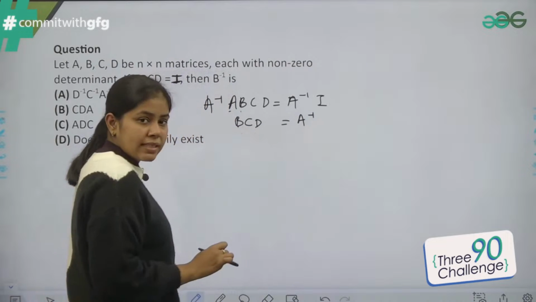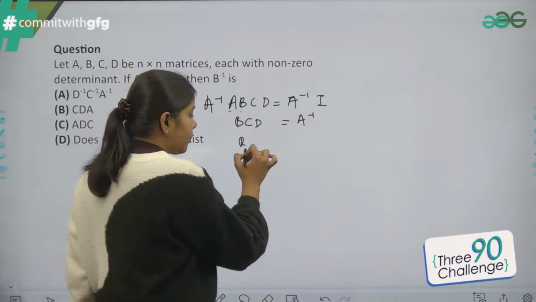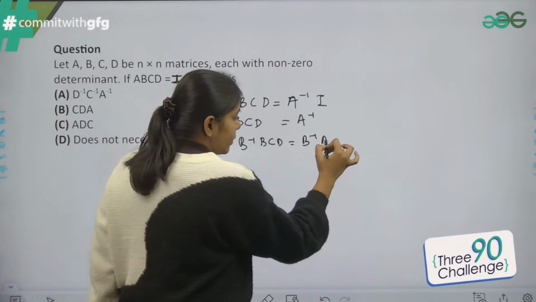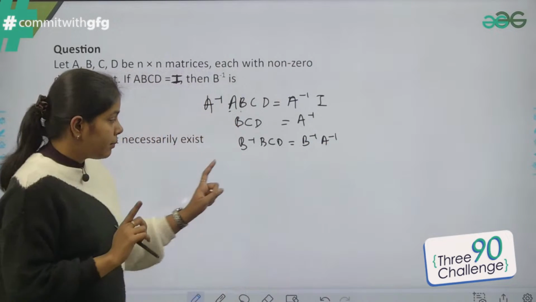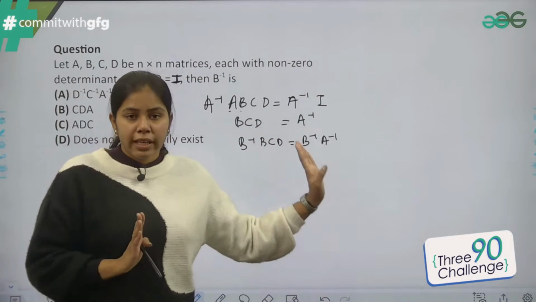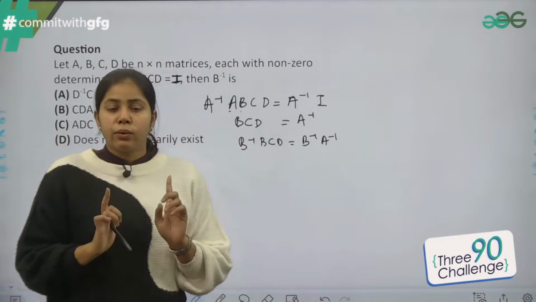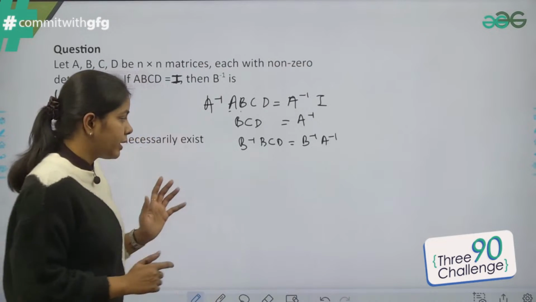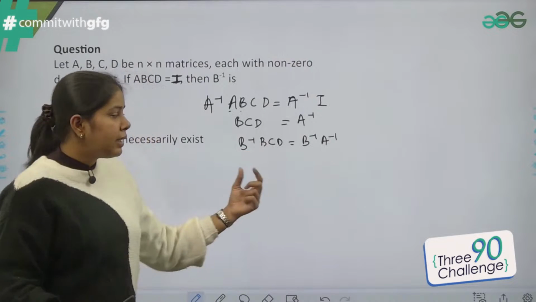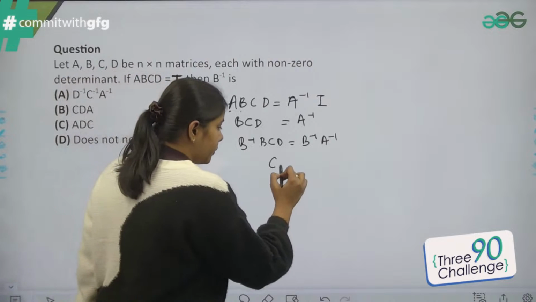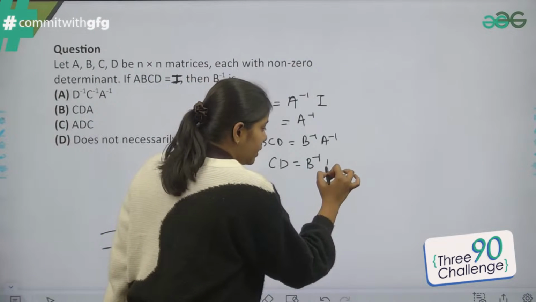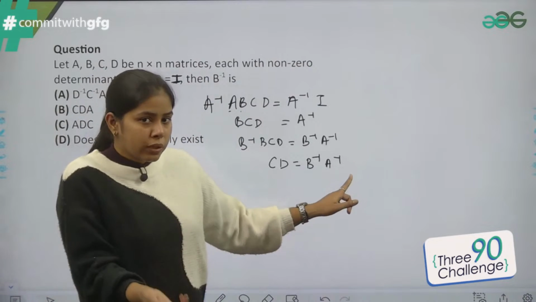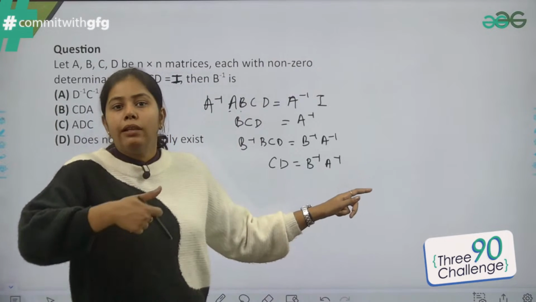Now I have to remove this B because I want B inverse, so I'll multiply B inverse on both sides, B inverse BCD, so it becomes B inverse A inverse. Because if I'm multiplying from the left side, here also it gets multiplied on the left. You cannot change the order because matrix multiplication is not commutative. I hope everyone gets it. So B inverse B, again identity, into CD gives me CD, and the right side becomes B inverse A inverse. Now I do not want A inverse on the right side; I want only the value of B inverse.